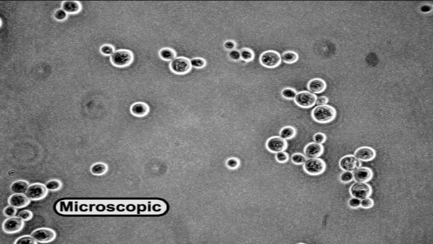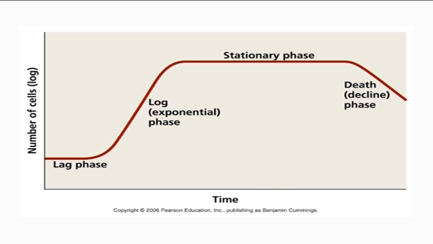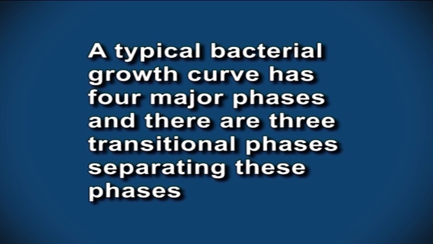However, in these methods, dead cells also contribute to the turbidity. Microscopic observation or turbidity cannot differentiate live and dead cells. If the bacterial growth curve is plotted by using the data collected by colorimetry, the decline phase of the growth curve cannot be seen, as decreased absorbance is not depicted. A typical bacterial growth curve has 4 major phases, and there are 3 transitional phases separating these phases as shown in the figure.